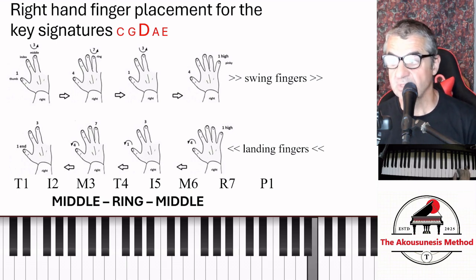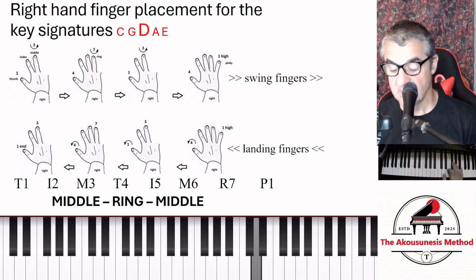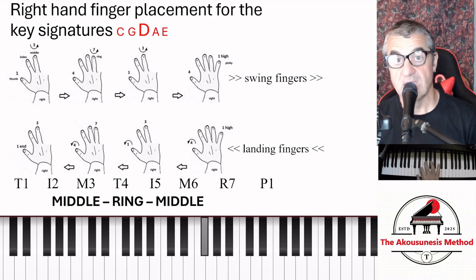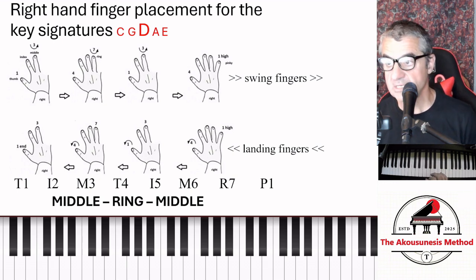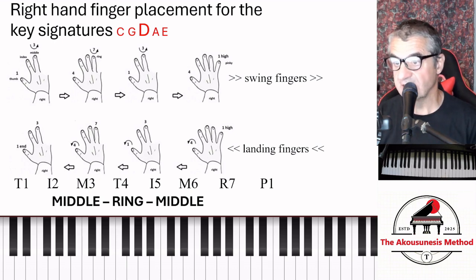Coming back, we're going to remember the landing points. Middle, then the ring, then the middle again. And then we're finished. And I don't want you to go any faster than this. It's a good speed. So that's the right hand.